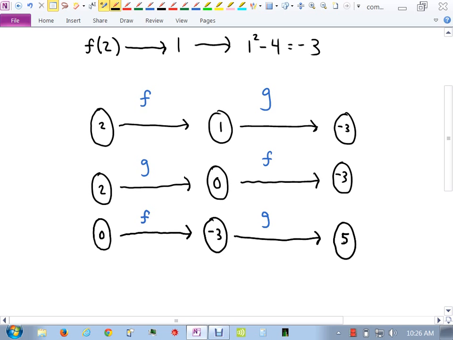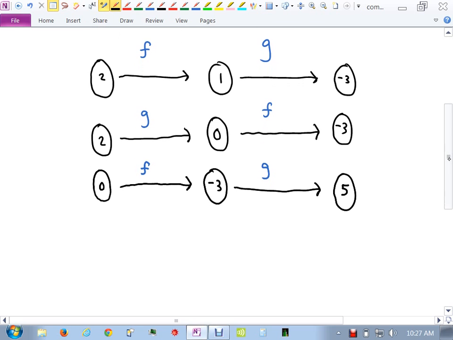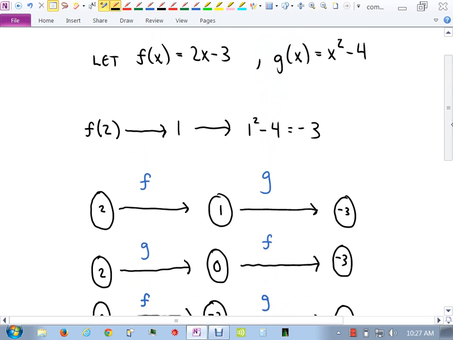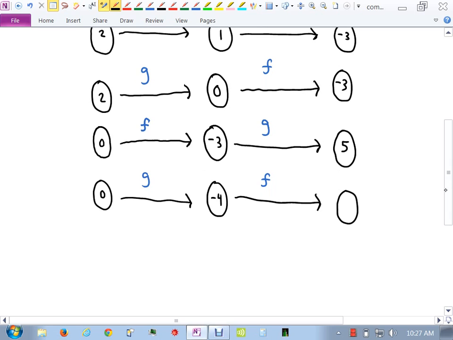Right? Let's do the 0 getting plugged in again, but this time let's plug it into G first. So 0 is going to go through G. And then where does G send 0? Negative 4. And then let's pass that on to F. Where does F send that? Remember, F is 2 times x minus 3. So what's 2 times negative 4? Negative 8, take away 3? Negative 11. So see, you don't get the same answer here.